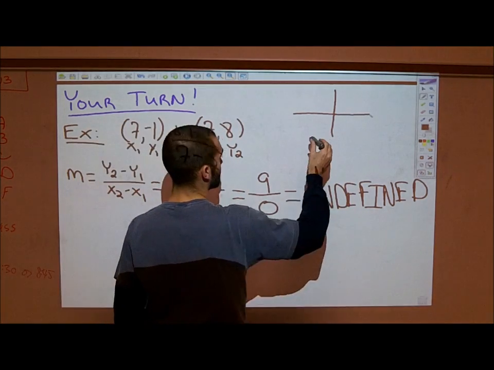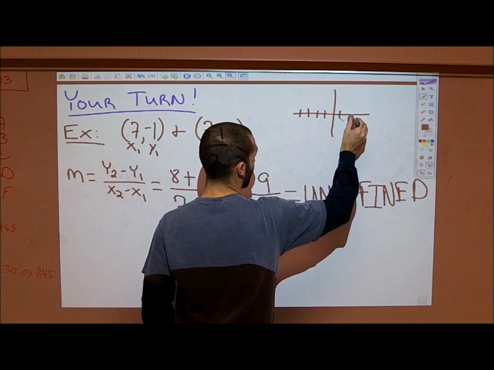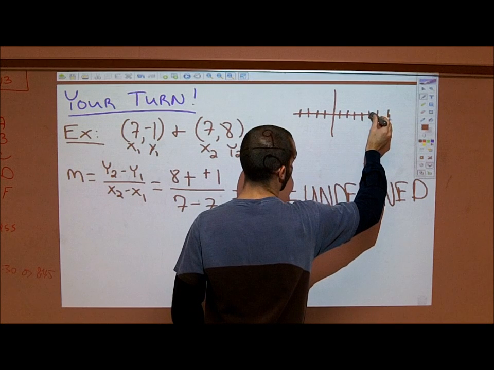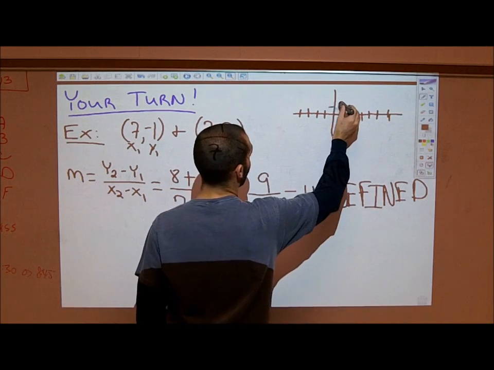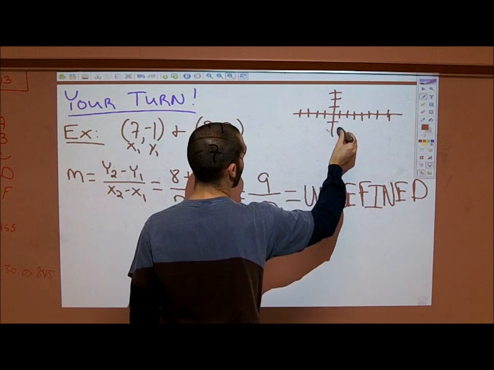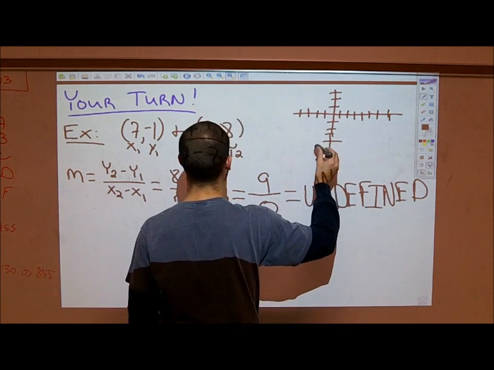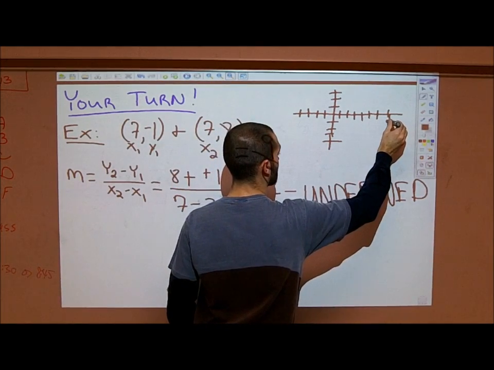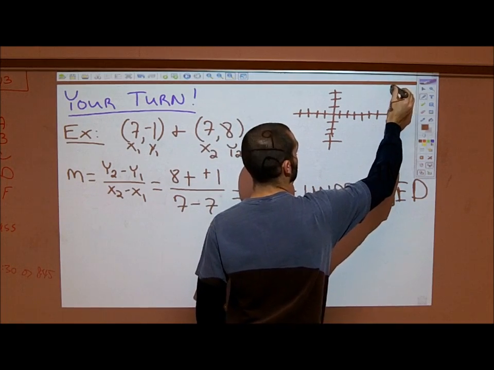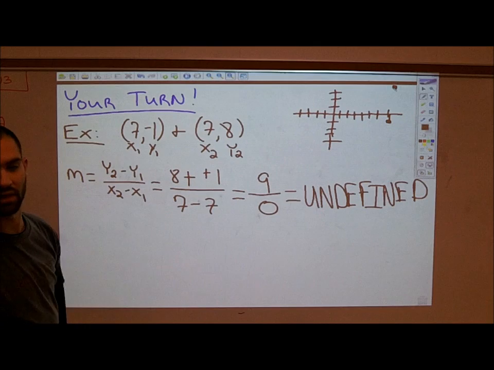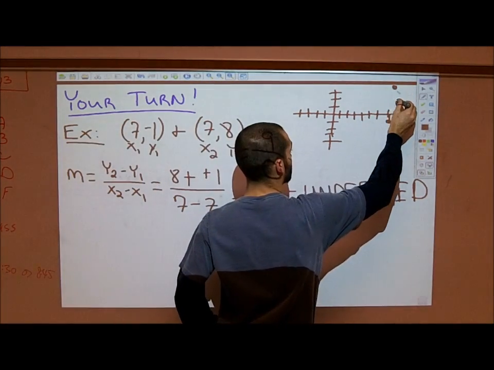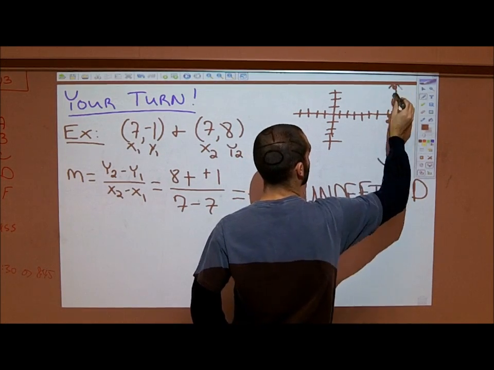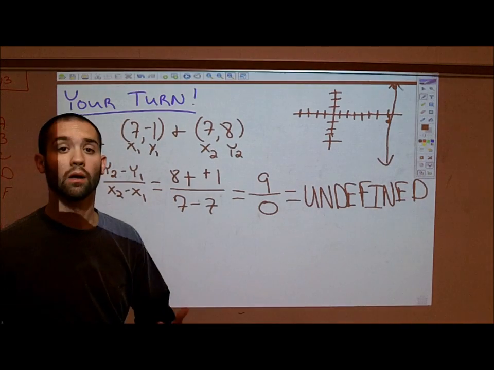Okay? So we go over 7, negative 1, and then we have 7, 8. Notice the x coordinates are the same. So if the x coordinates are the same, it is a vertical line. A vertical line. So what did we just learn?